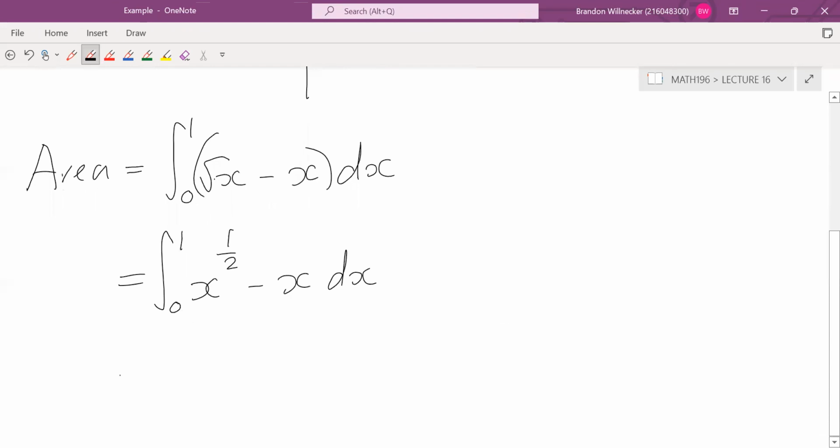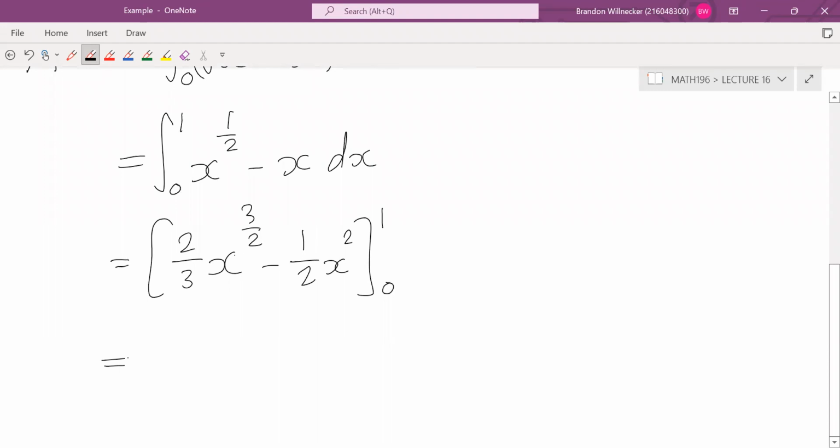Okay, and now we can use the power rule. So we add 1 to the exponent to make it 3 over 2. Dividing by 3 over 2 is the same thing as multiplying by 2/3. So we have 2/3 x to the 3 over 2 minus the integral of x, which is going to be 1/2 x squared. And this goes from 0 to 1.